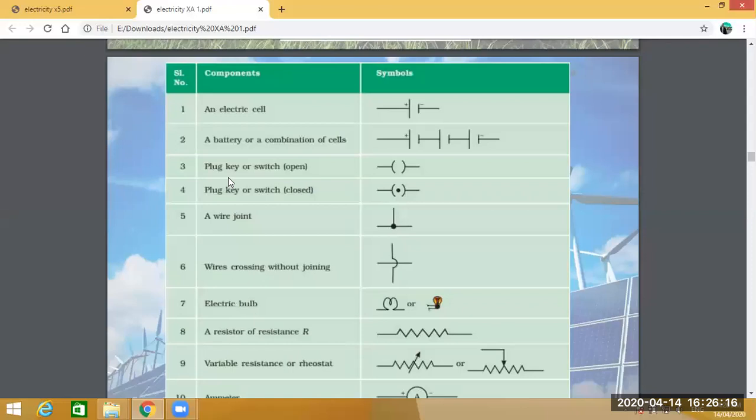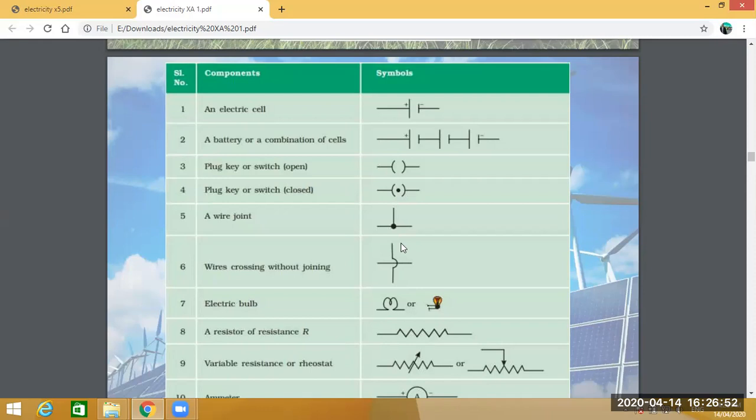Next symbol is the plug key or switch open. This is the symbol of switch open. If this symbol is present in the circuit, this indicates that the circuit is open, not closed, or broken. Now the plug key or switch closed. This symbol indicates a closed circuit.